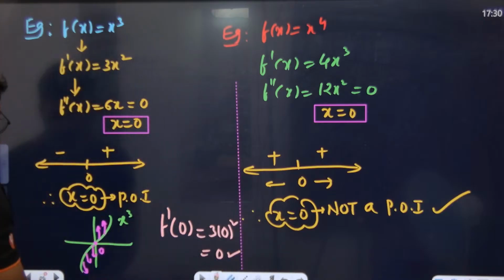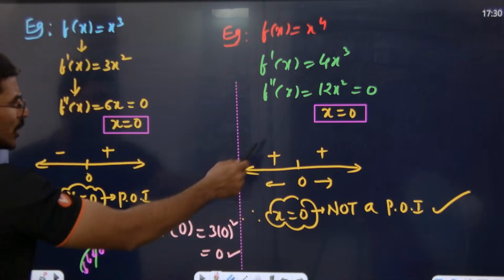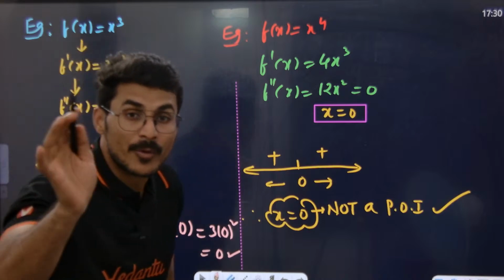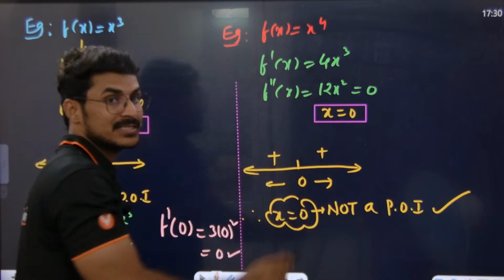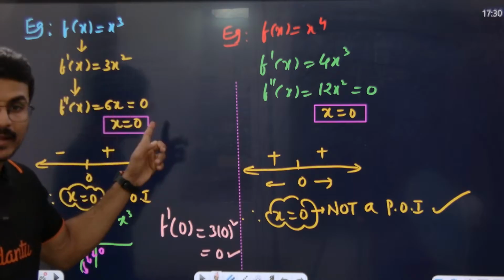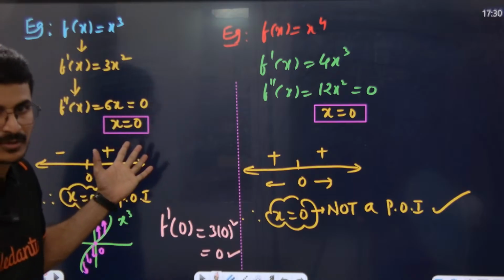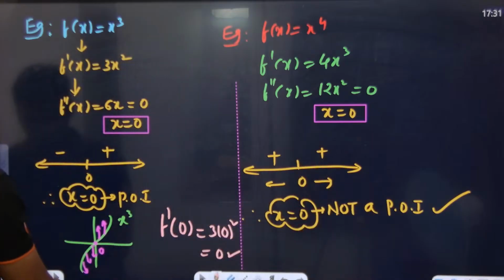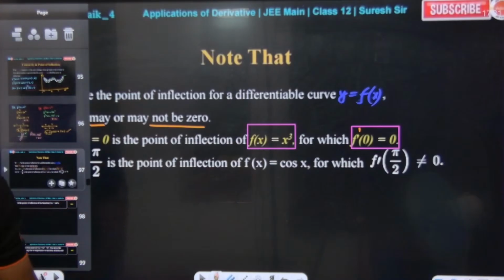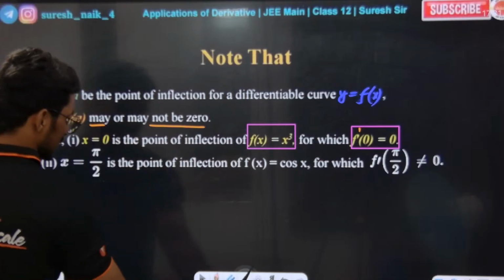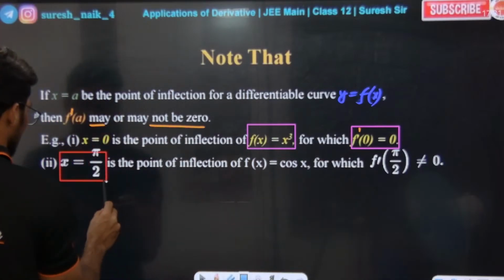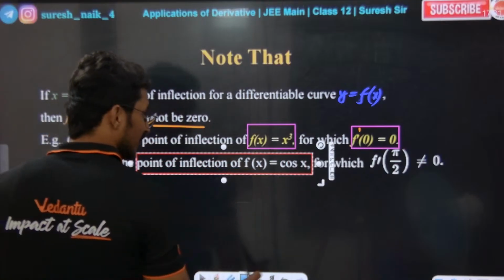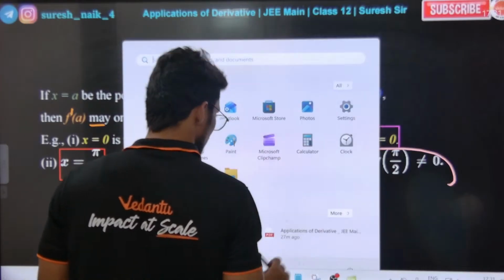There is a case where f dash is 0 but x is equal to 0 is not a point of inflection. I'm not going to talk about that example, I'm talking about the case where x is equal to 0 is a point of inflection. Leaving that aside, I'll give you one more example. For example, if x is equal to pi by 2 is the point of inflection for cos x, then f dash of pi by 2 is not equal to 0.